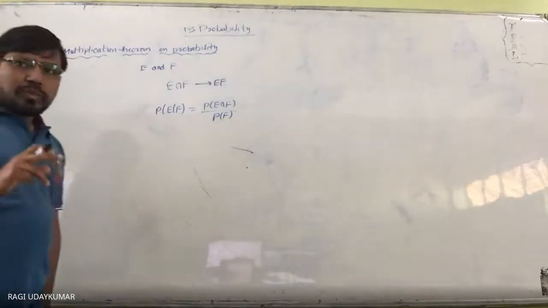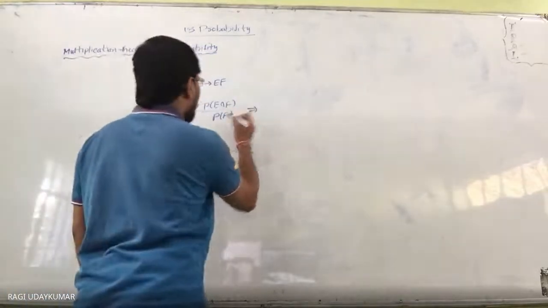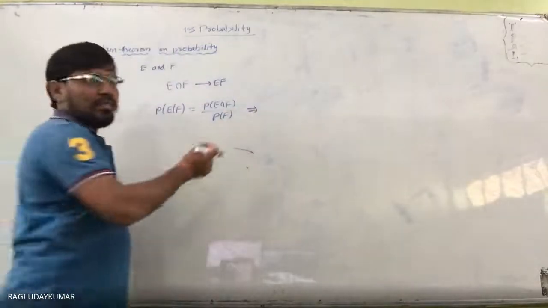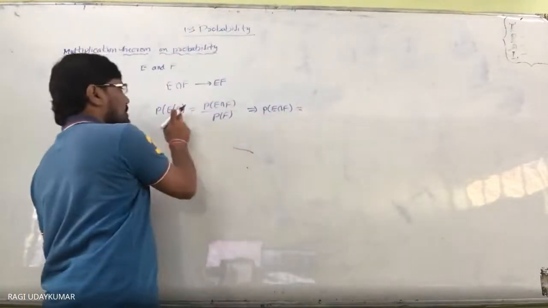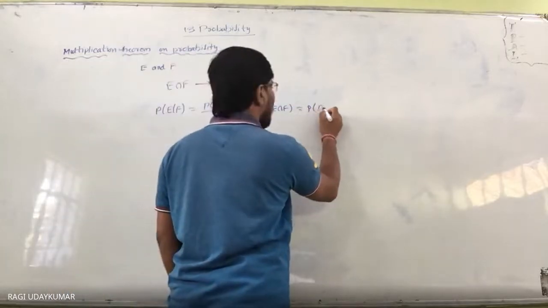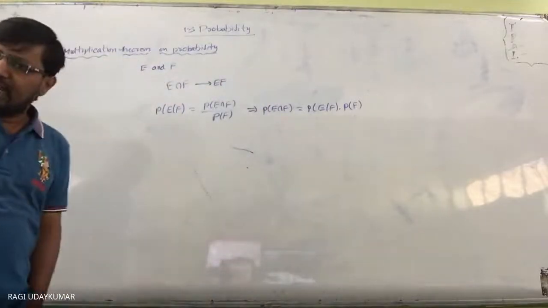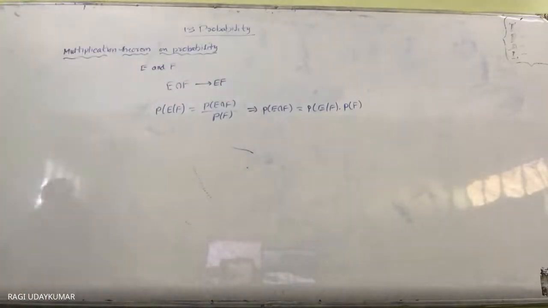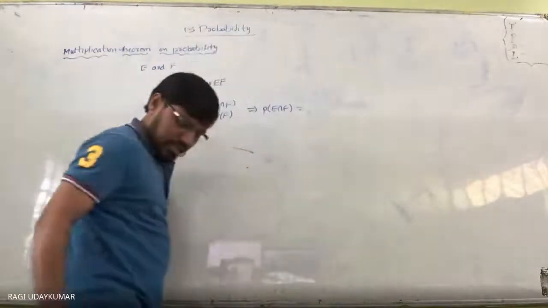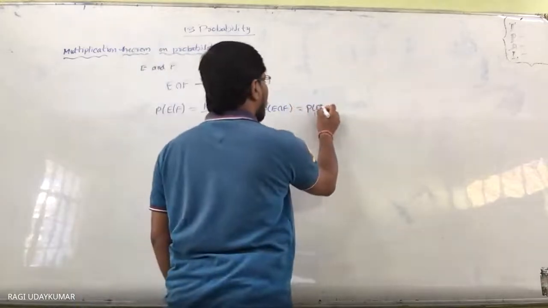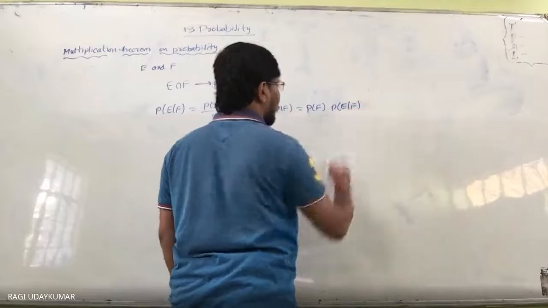So from this, you can write that the probability of E intersection F can be written as the probability of E given F multiplied by the probability of F. And similarly, you can write the probability of F into the probability of E given F.